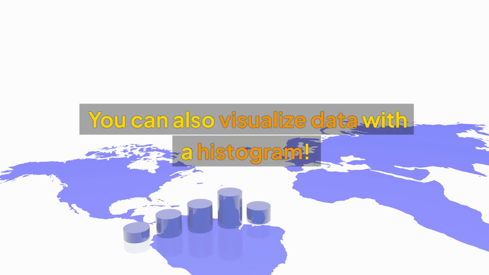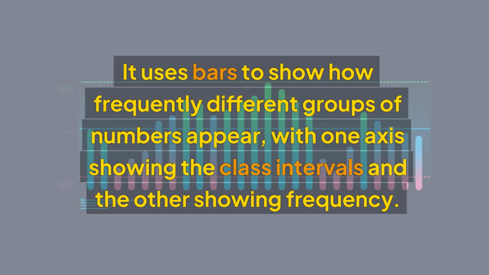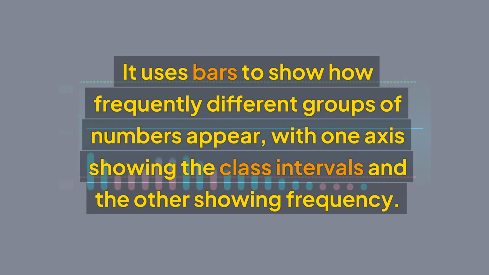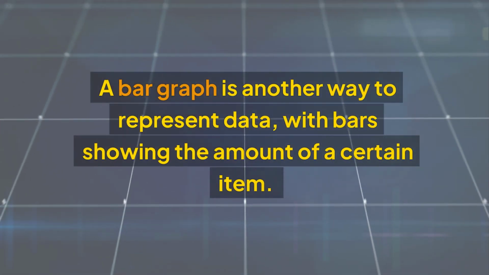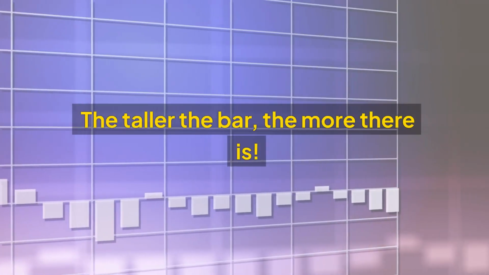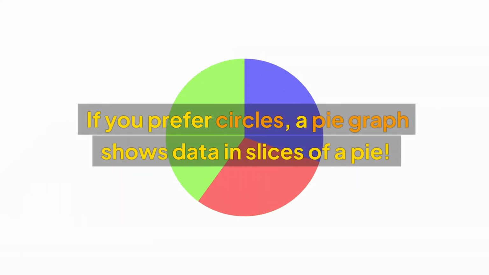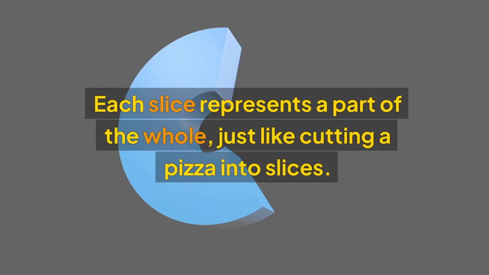You can also visualize data with a histogram. It uses bars to show how frequently different groups of numbers appear, with one axis showing the class intervals and the other showing frequency. A bar graph is another way to represent data, with bars showing the amount of a certain item. The taller the bar, the more there is. If you prefer circles, a pie graph shows data in slices of a pie. Each slice represents a part of the whole, just like cutting a pizza into slices.